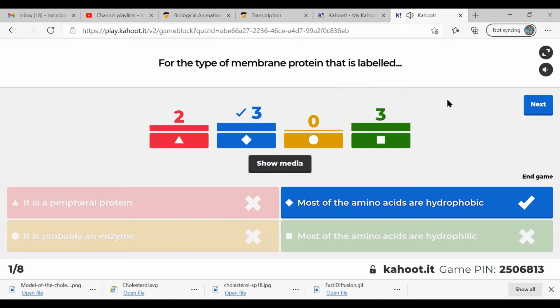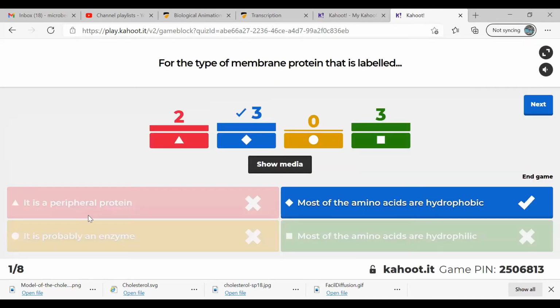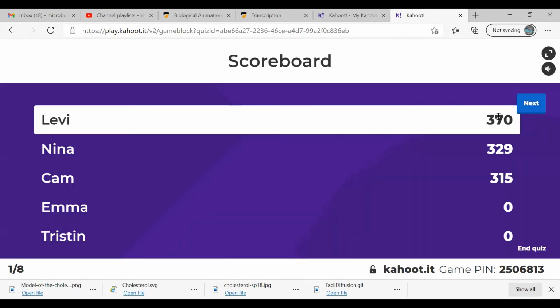Most of the amino acids are hydrophobic. So take a look at the picture. Remember that this is an integral membrane protein, not a peripheral one. So this one here is wrong, peripheral. Because it's embedded into the hydrophobic layer of the phospholipids, most of the amino acids are going to be hydrophobic. So good job, whoever got that correct answer.